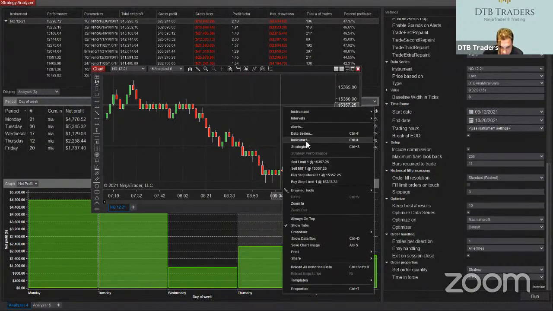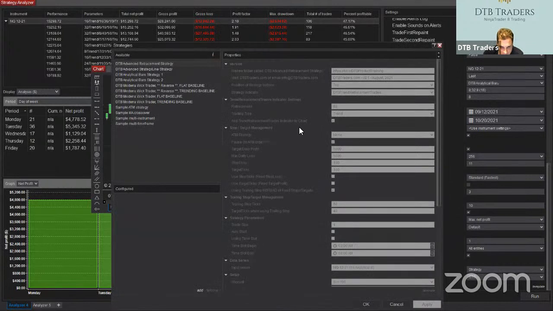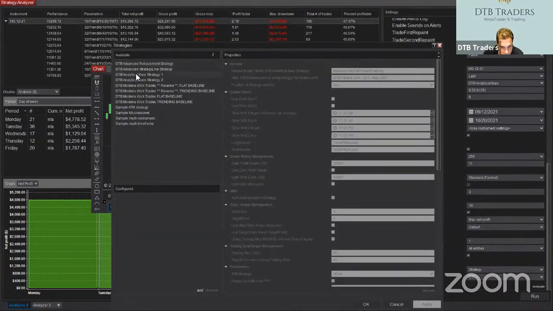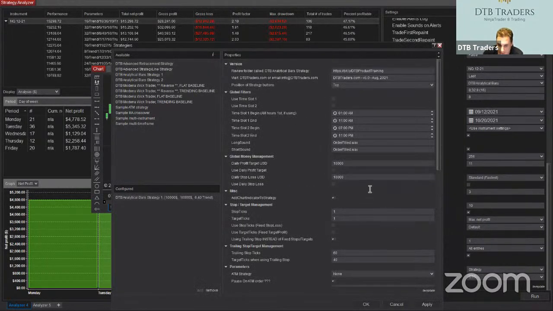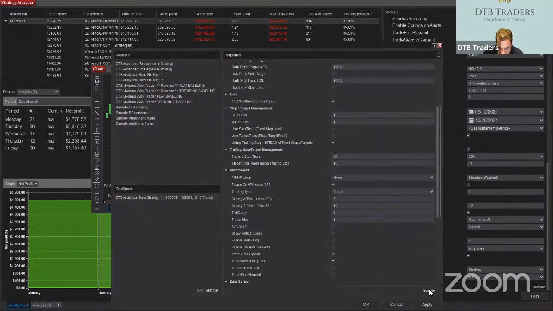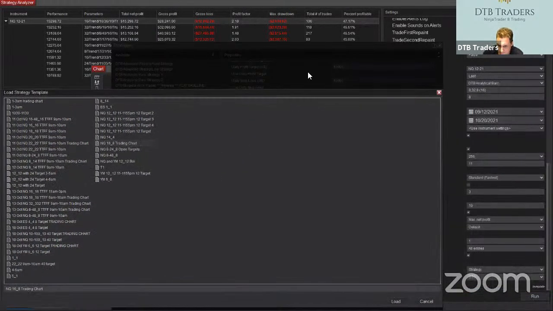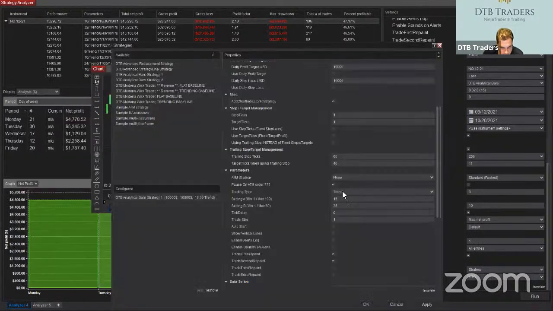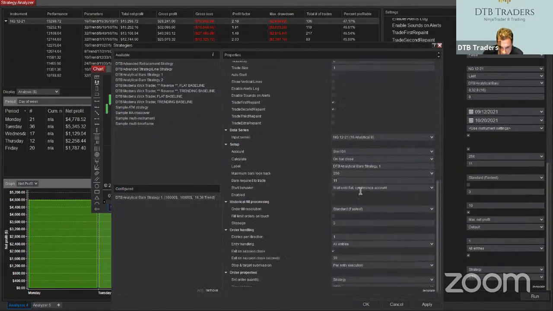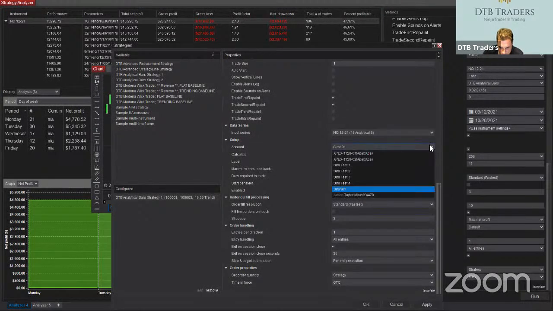Okay, and then go into my strategies. And I'm going to pop on the analytical bar strategy 1 with the template that I just created. So template load. And I called it NQ 16.8, I think it was. Yeah. 16.8 trading chart, perfect. And I'm going to load that up on my account that we're using.